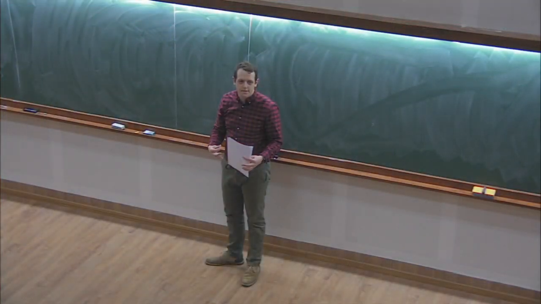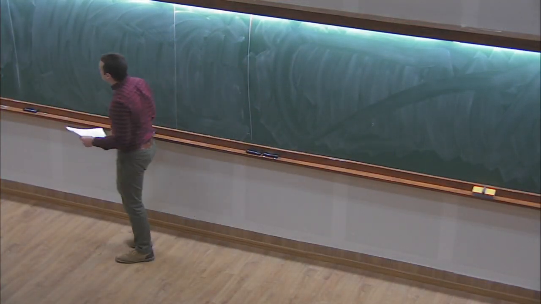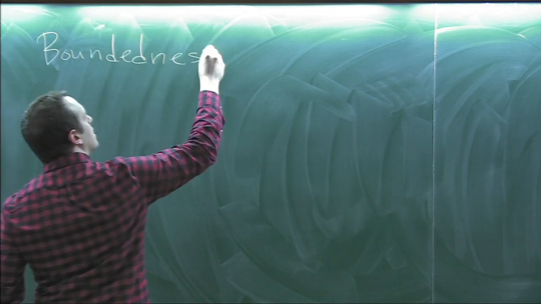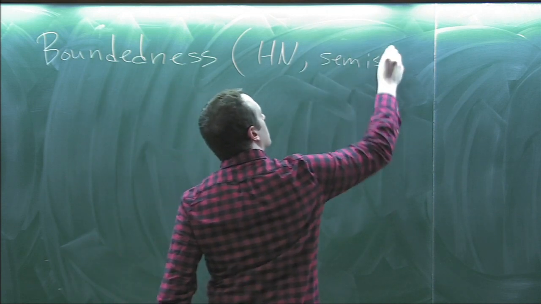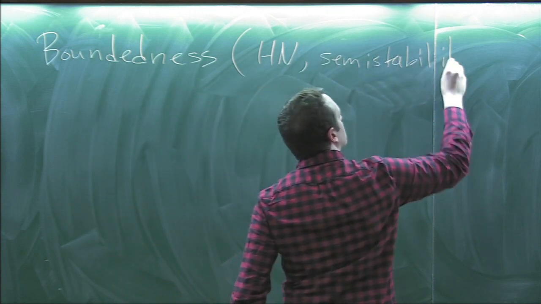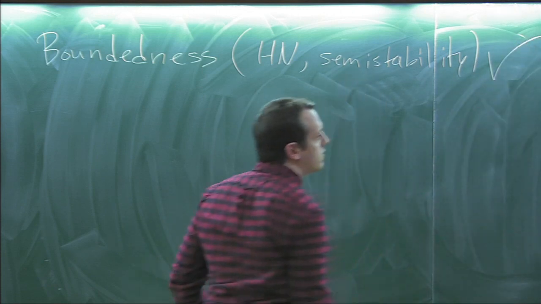And actually, I should emphasize that I think the boundedness is the hard thing in all these. The quote unquote hard part, where you actually have to do some analysis of the specific moduli problem, is this. So that's boundedness, and there are two kinds of boundedness, both HN and semi-stability. So we've talked about that.